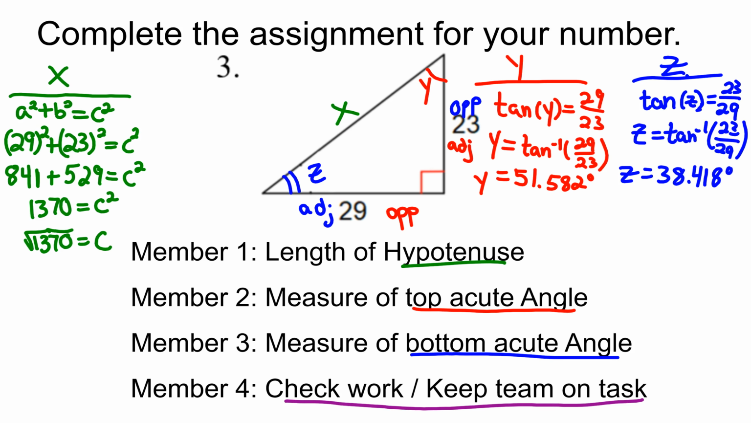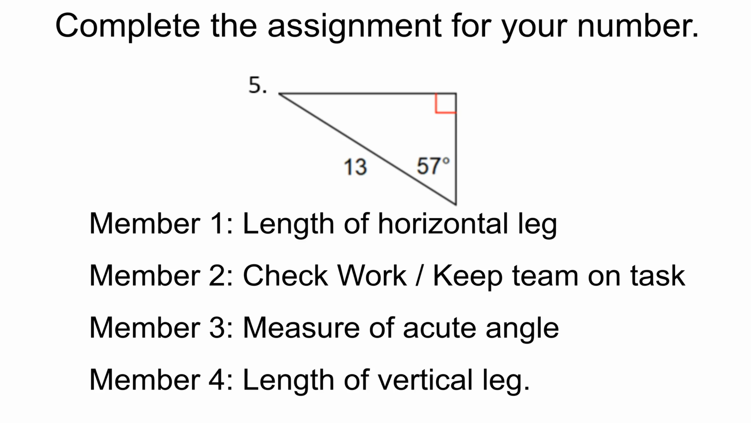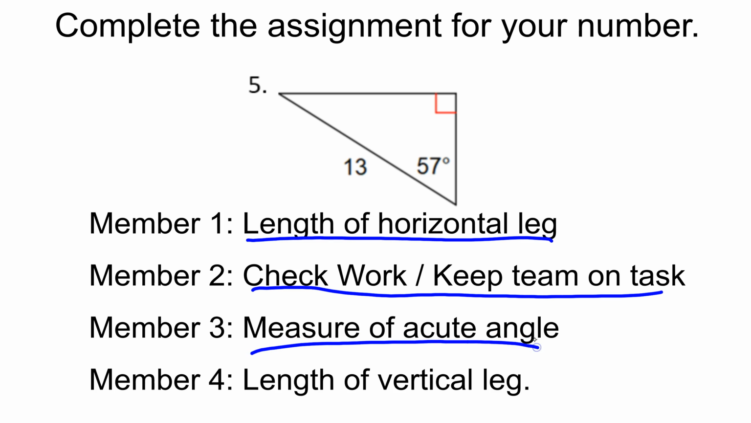Okay, so let's take a look at the next set of problems I want you guys to try. We got new assignments for each team member. So problem number 5 on the assignment that you have. What I want is team member 1 to find the length of the horizontal leg. Team member number 2 is going to be checking the work and keeping the team on task. Team member number 3 is going to find the measure of the other acute angle. Pay attention to that one. It's easier than you think it might be. And team member 4, find the length of the vertical leg.